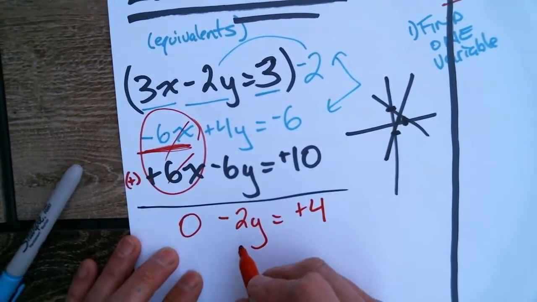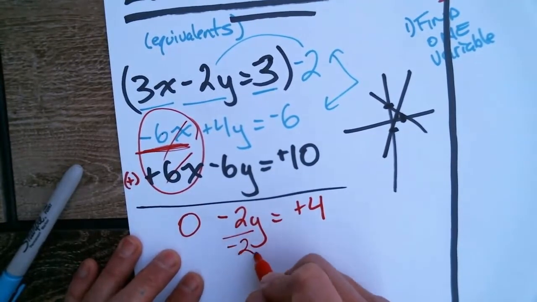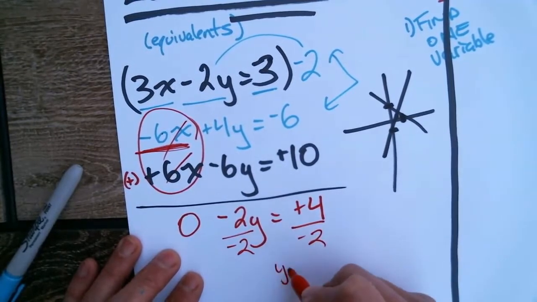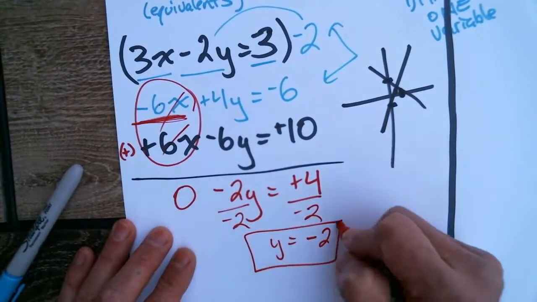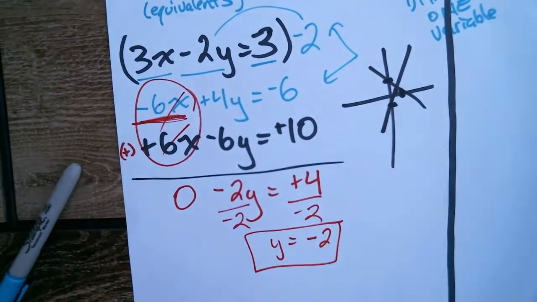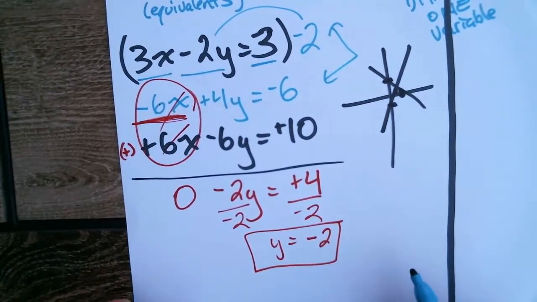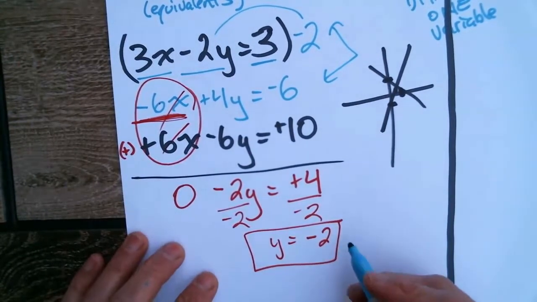Now it's just a matter of straight algebra. I'm going to divide this side by 2, this side by 2. y is going to equal negative 2. Okay, so already I know I have an independent solution. So I have a solution. Now sometimes there's more than one solution. I'm going to leave that for next year.